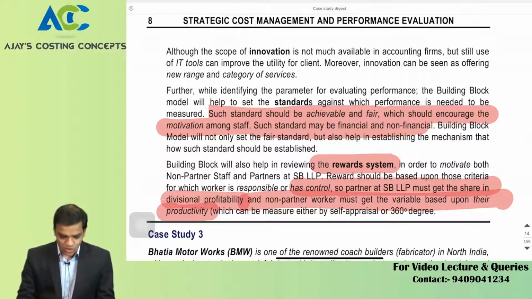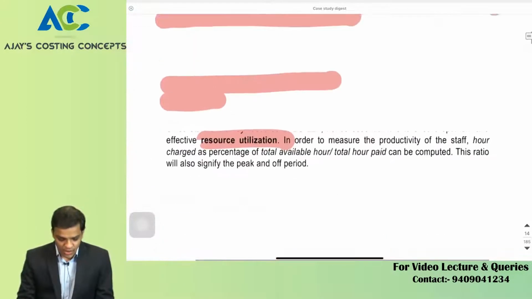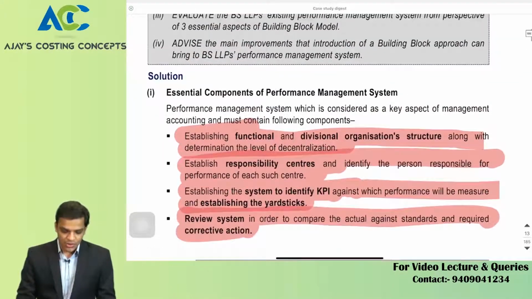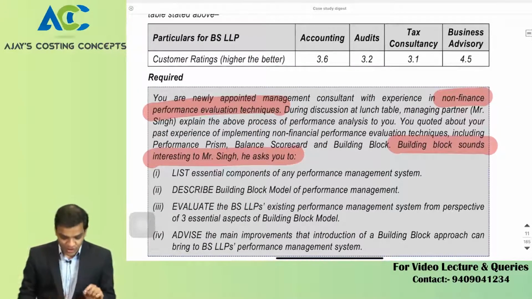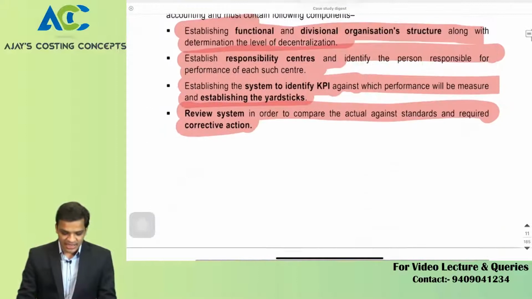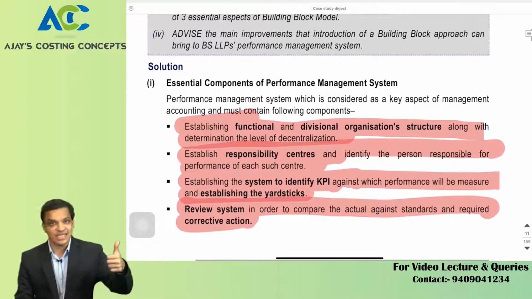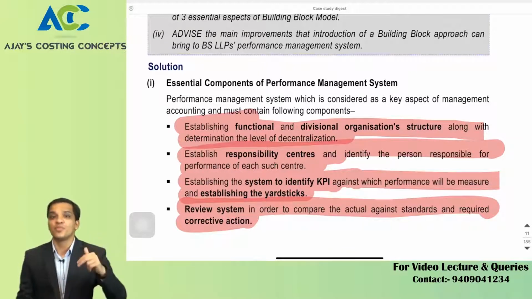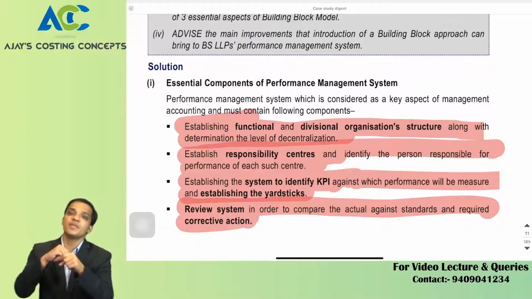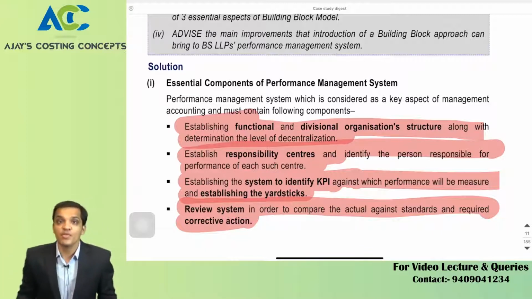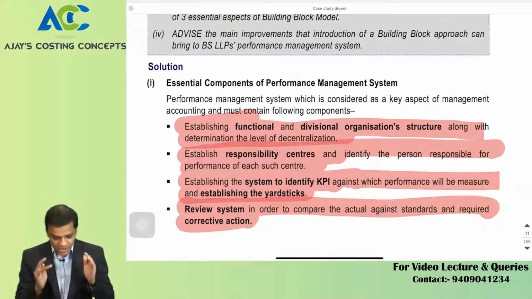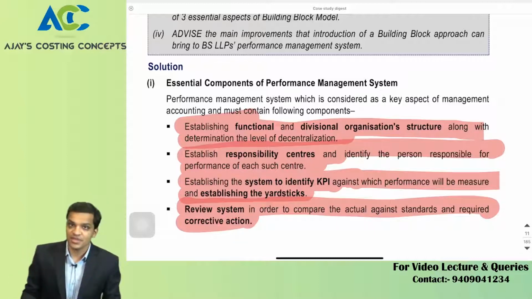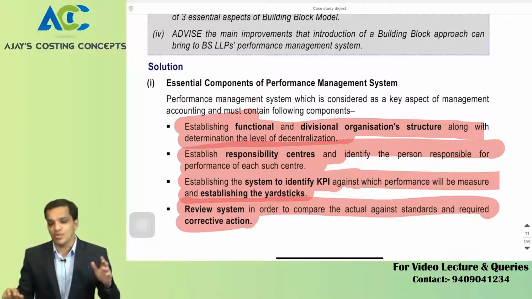So case study 2 is one of those case studies of the building block model, a very good case study to revise. The first question over here is very good: what are the essentials? As I said, there are 4 essentials. First, decentralization. You should have a decentralization functionality. Second, a responsibility center should be developed and you should be given responsibility. On the basis of that responsibility, your key performance should be measured. Once it is measured, it should be compared with the standards and the actuals to take corrective action, and then you can implement the building block model.